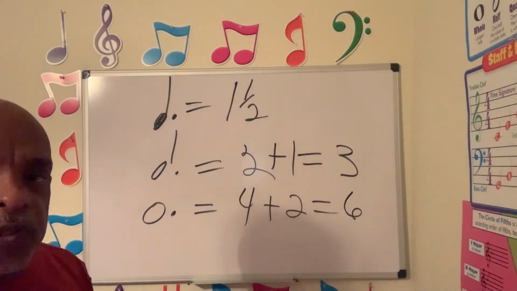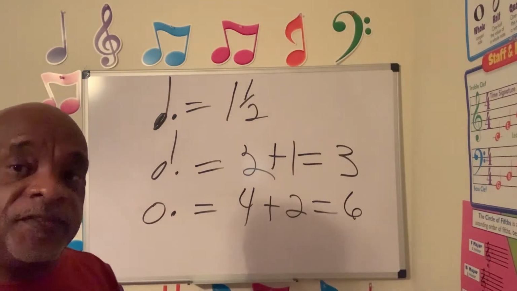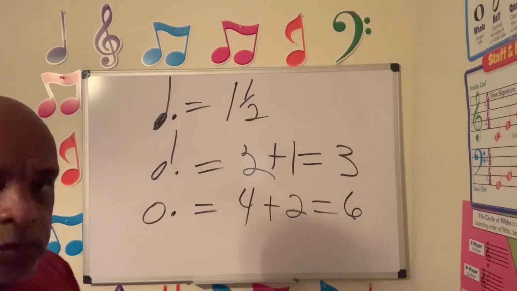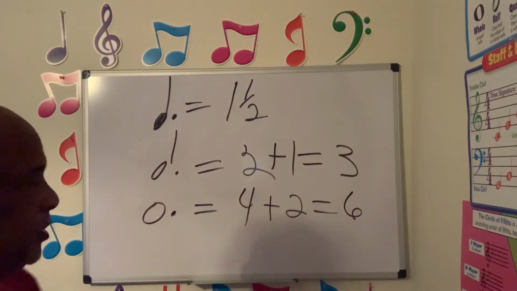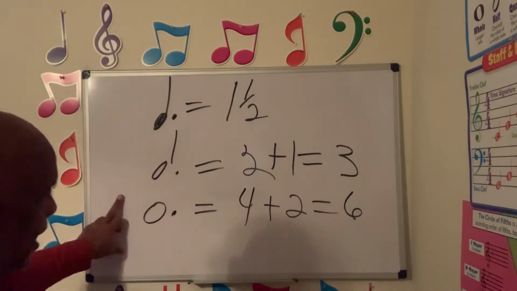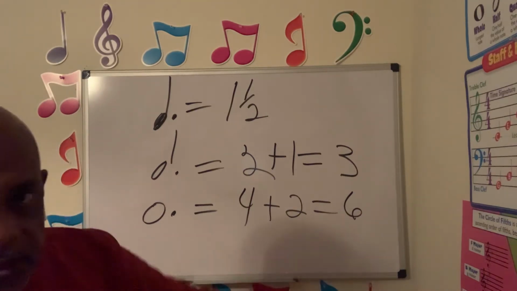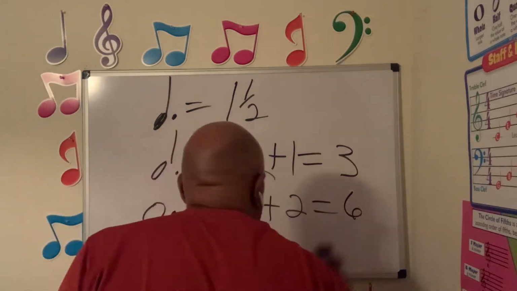I know I keep repeating, but I keep repeating so you can get it. The dot gets half the value of the note. So one more time, the dotted quarter note gets 1.5 beats, the dotted half note gets 3 beats, and the dotted whole note gets 6 beats. All right? Let's move on.